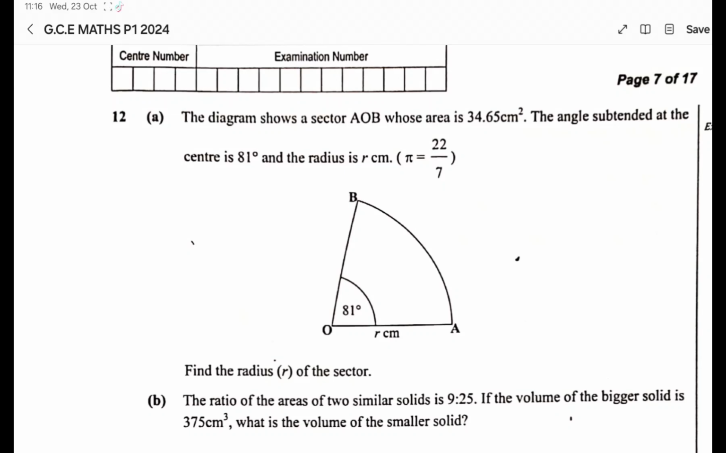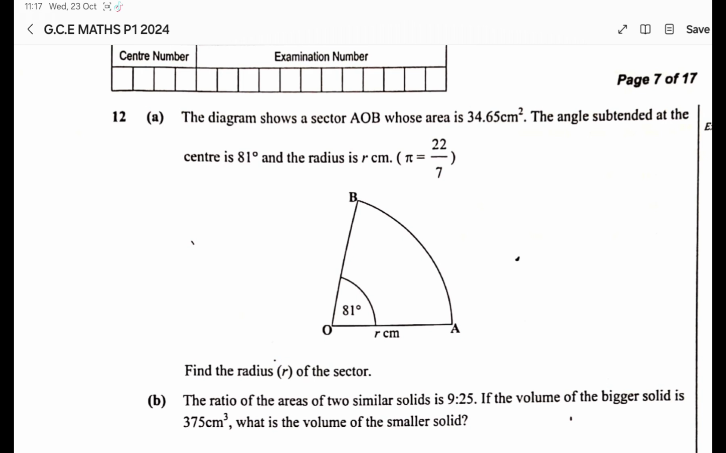Today we are just going to continue solving the GCE Mathematics Paper 1, the 2024 paper that they wrote. If you remember from the previous video, the last question that we solved was question number 11, and this time we're going to solve question number 12.